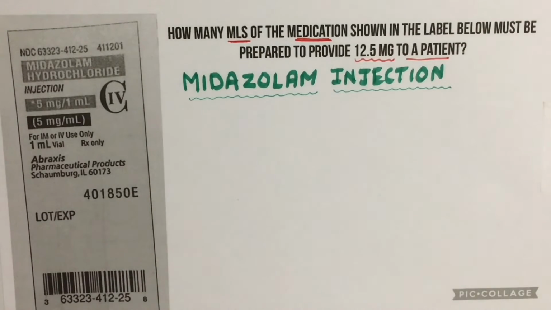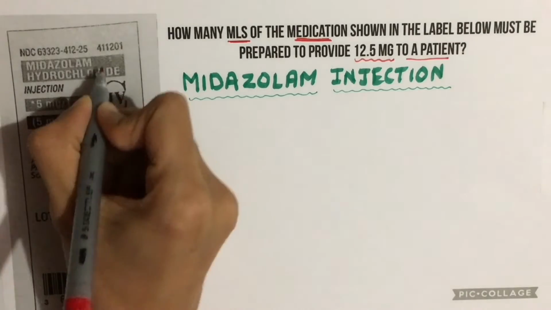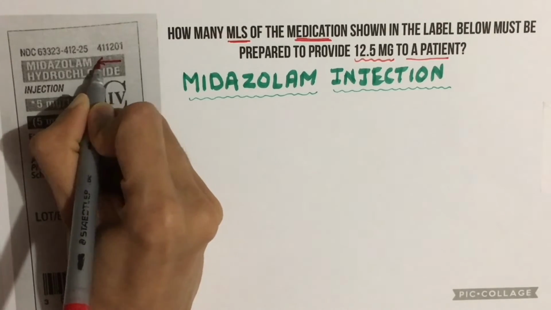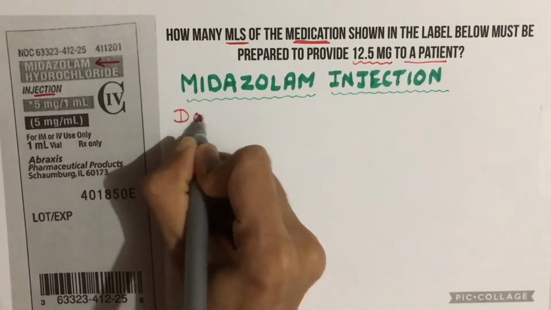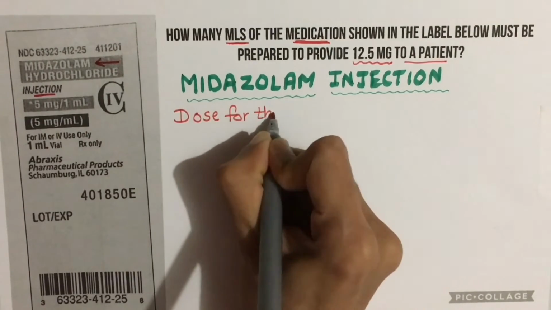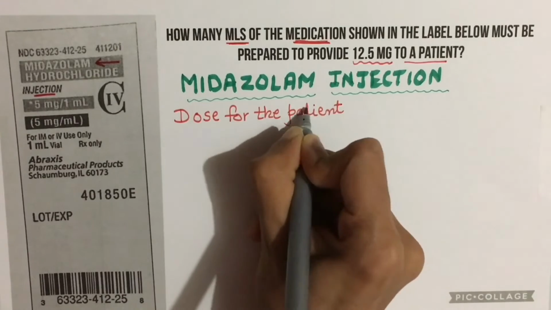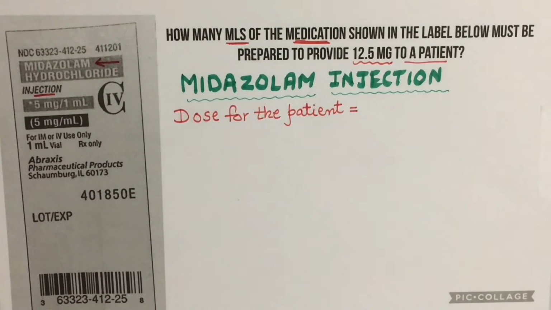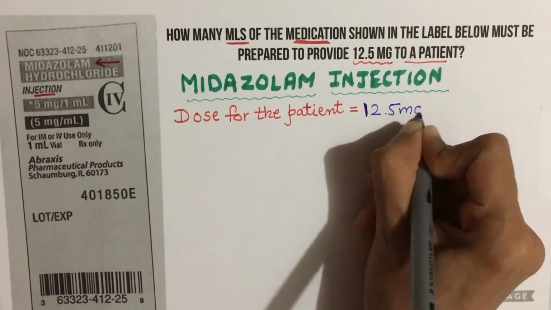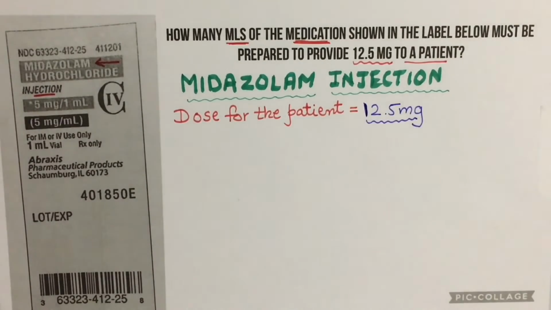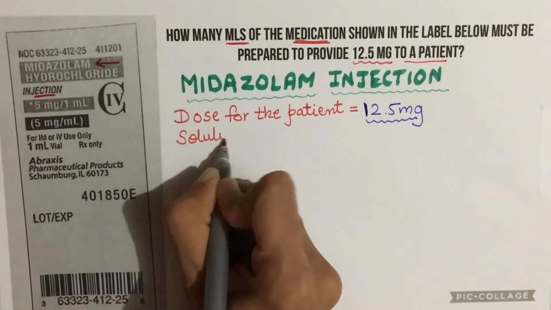So as per our label, we have midazolam injection as our medication. So let's see how much medication we need to provide to the patient, or in other words, the dosage for the patient, which is equal to 12.5 milligram. So we need to give 12.5 milligram to the patient.